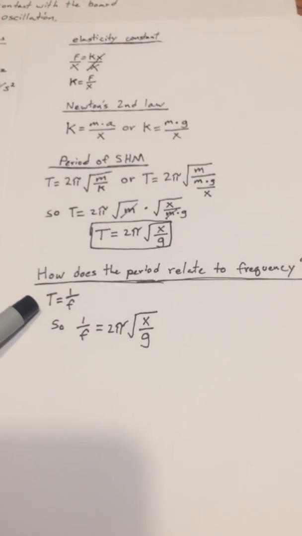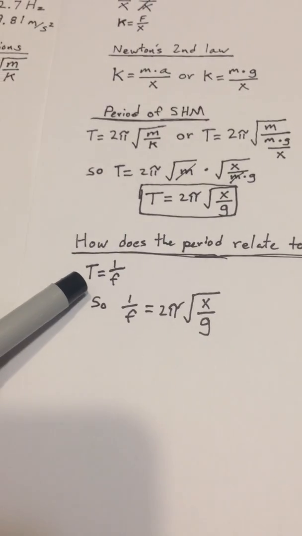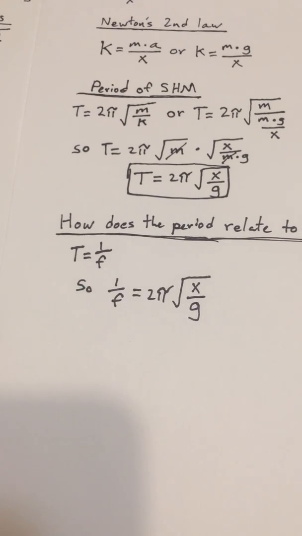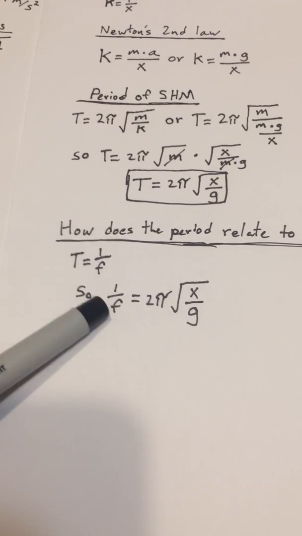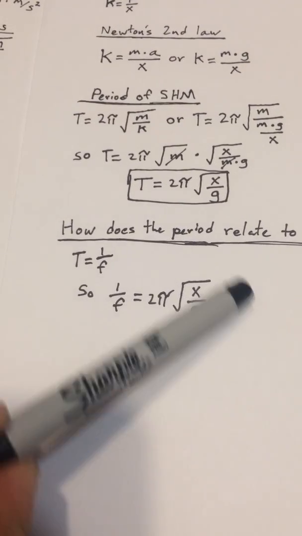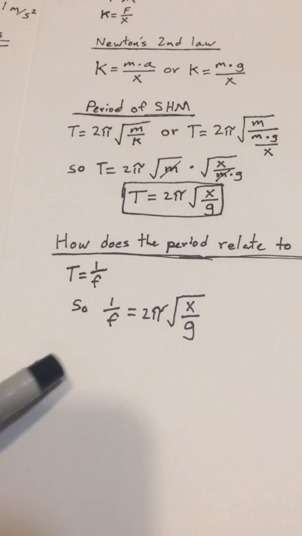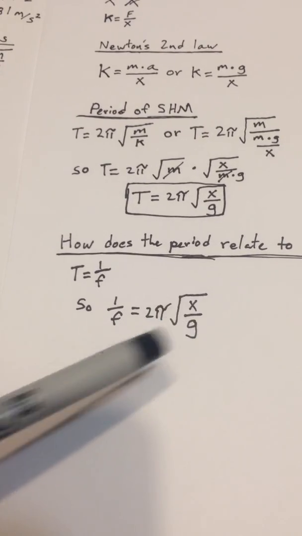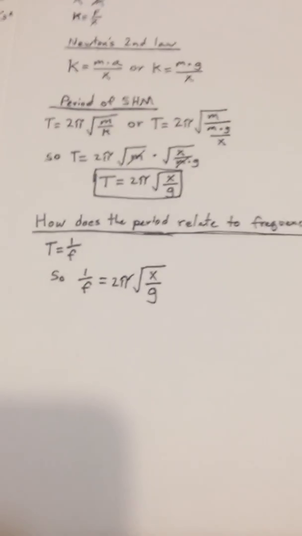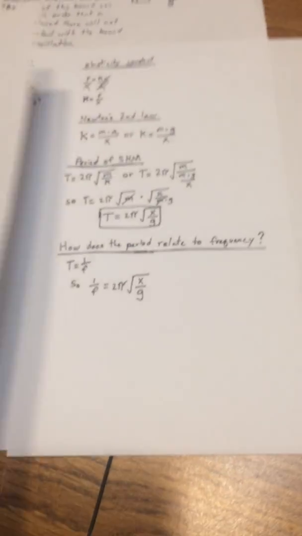So then I asked myself, how does the period relate to the frequency? Well, we know that T, the period, is also equivalent to the inverse of the frequency. So you can plug the inverse of the frequency in for T and derive this expression here. Now we have all of our quantities known except for displacement, or amplitude. So now we can solve the problem.